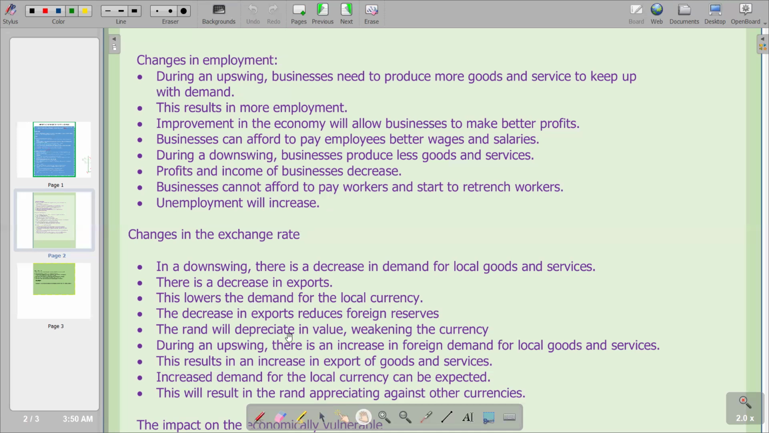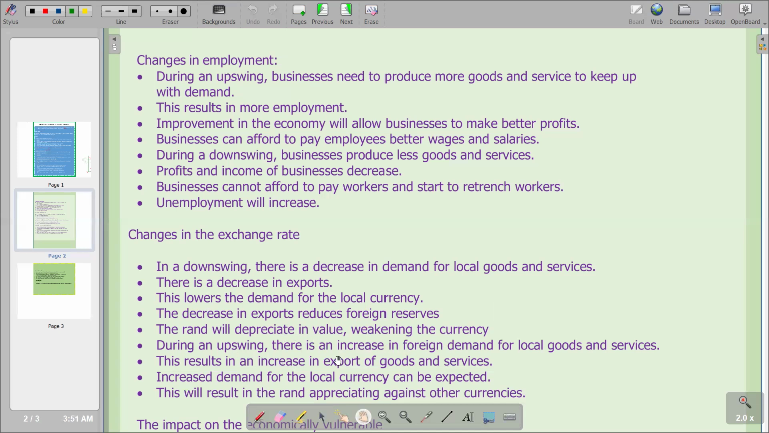Then our next point, the decrease in exports reduces foreign reserves. So obviously the reserves are going to be affected since we are not selling outside, so we are not getting foreign currency. Then the rand will depreciate in value, weakening the currency, which is exactly what we're explaining.